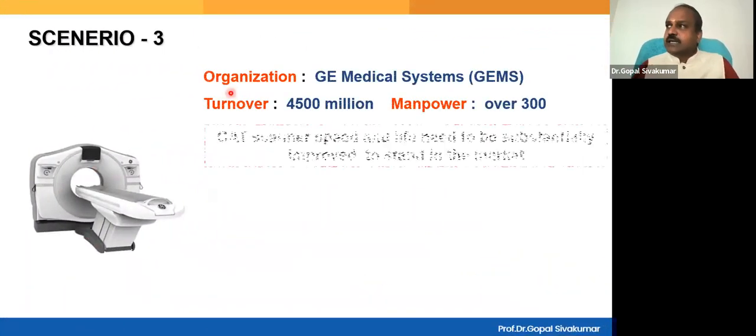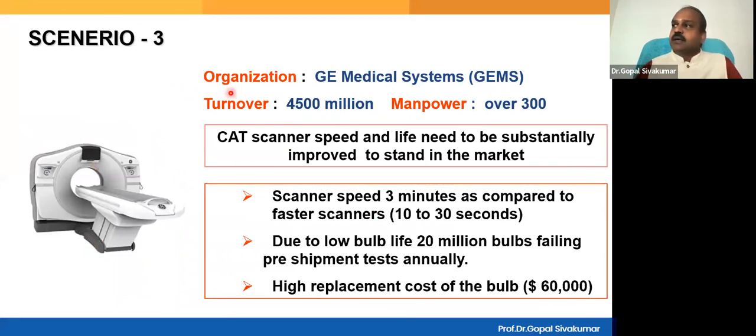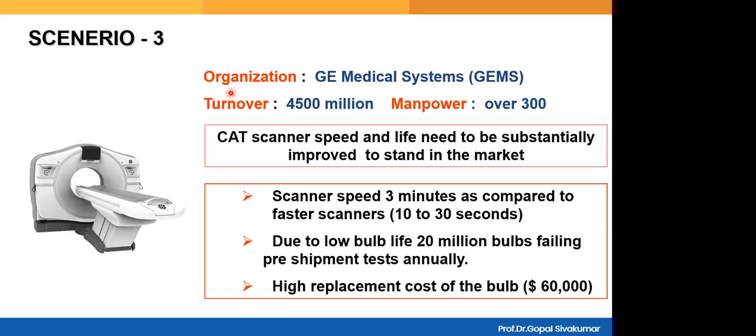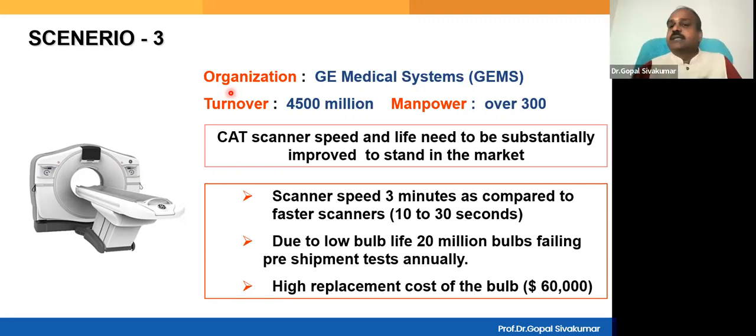And scenario number 3, General Electric Medical Systems. Their issue is that one of the scanners they introduced in the market was very, very slow when compared to the competitors. It takes 3 minutes to complete a particular scan, but for the same requirement, the competitors' products were able to complete the scan in less than 30 seconds. Moreover, the bulb failure, a costlier component in the scanner: there were 20 million bulbs failing prior to shipment annually.